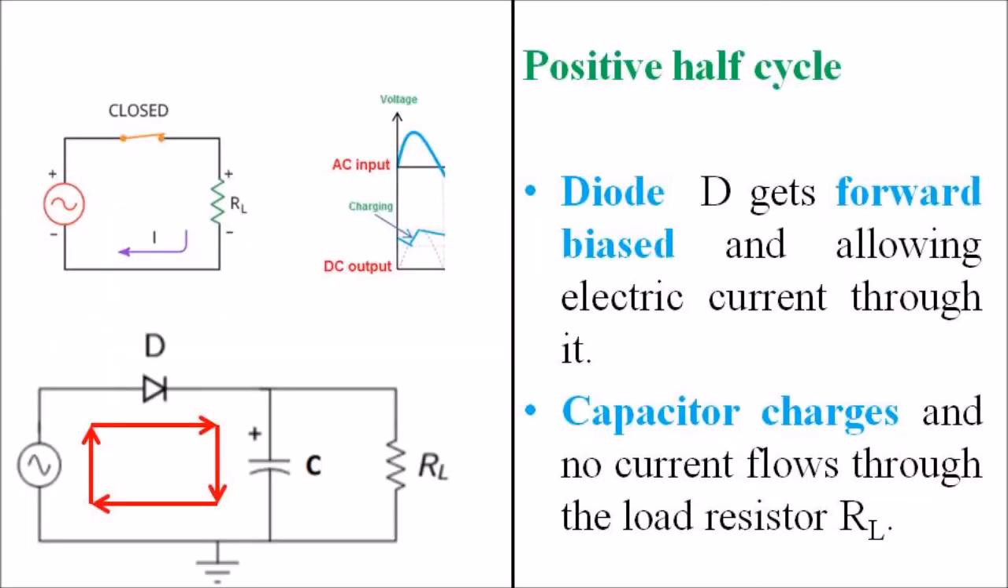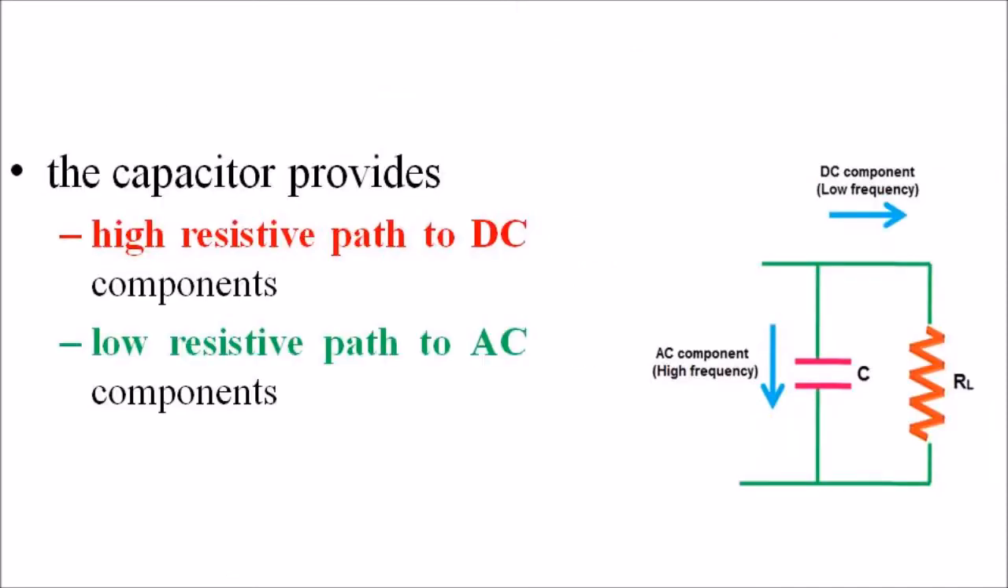The DC component does not flow through the capacitor, so it finds an alternative path and flows to the load resistor RL through that path. On the other hand, the AC component experiences a low resistance from the capacitor, so the AC component easily passes through the capacitor. Only a small part of the AC component passes through the load resistor, which produces a small ripple voltage at the output.